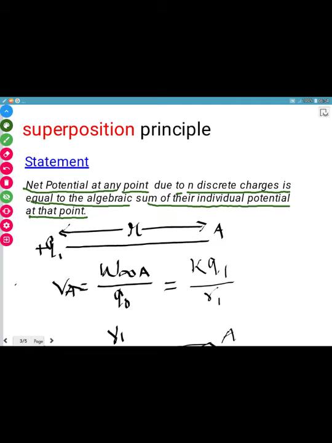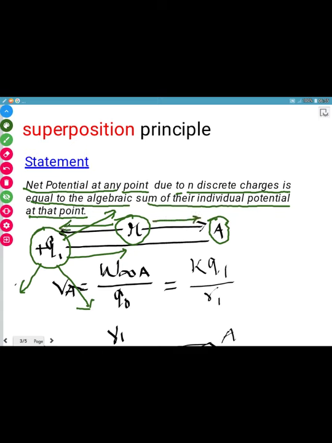We all know that suppose this is a Q1 charge. When it is placed over here, it starts radiating its electric field, and suppose we need to find out the potential at point A, which is r distance away from the Q1 charge. We have already derived the expression for this in the previous video lecture.